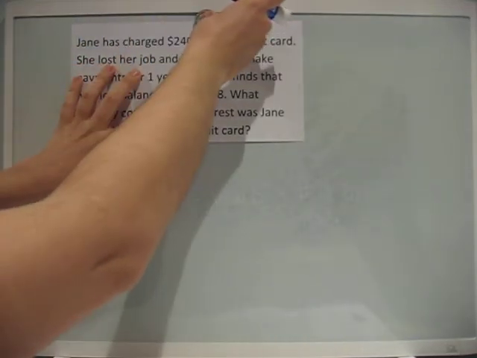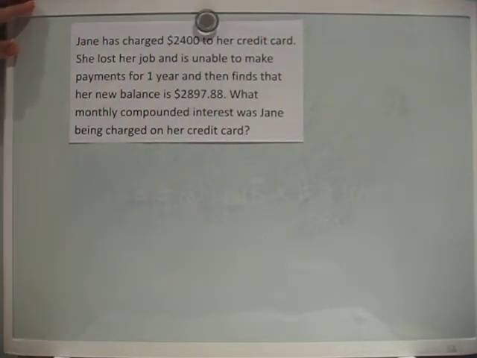And this example says, Jane has charged $2,400 to her credit card. She lost her job and is unable to make payments for 1 year, and then finds that her new balance is $2,897.88. What monthly compounded interest rate was Jane being charged on her credit card?